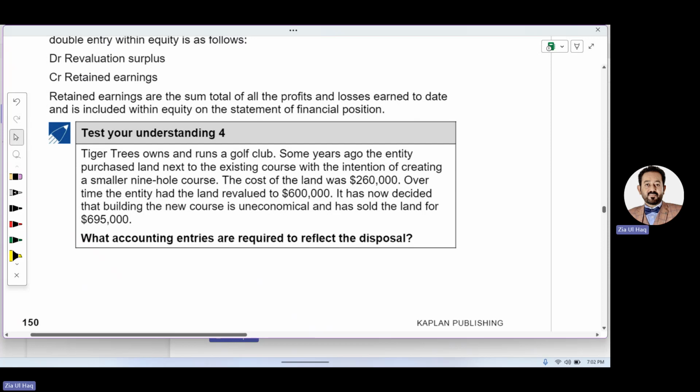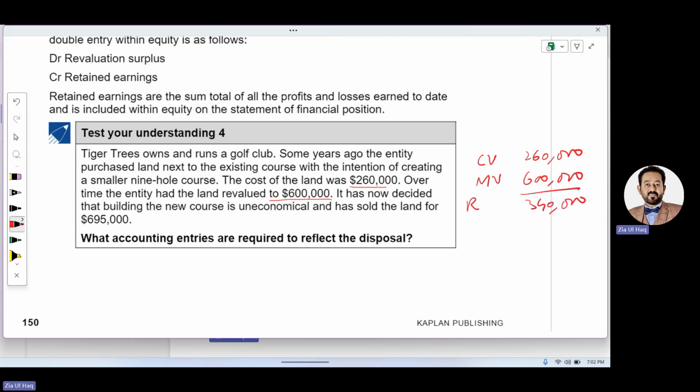Tiger Trees owns and runs a golf club. Some years ago, the entity purchased land next to the existing course with the intention of creating a smaller 9-hole course. The cost of the land was 260,000 and it will not be depreciated. Over time, the entity had the land revalued to 600,000. So the carrying value is 260,000 and the market value is 600,000, so the 340,000 is a revaluation surplus.